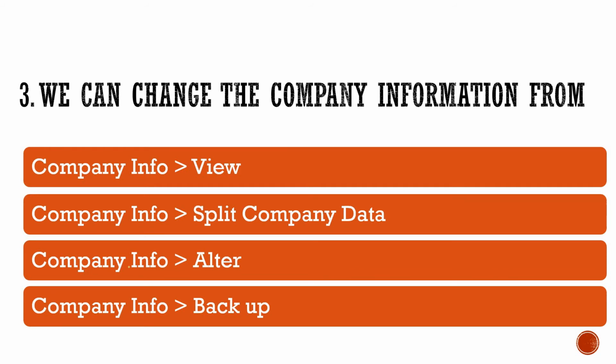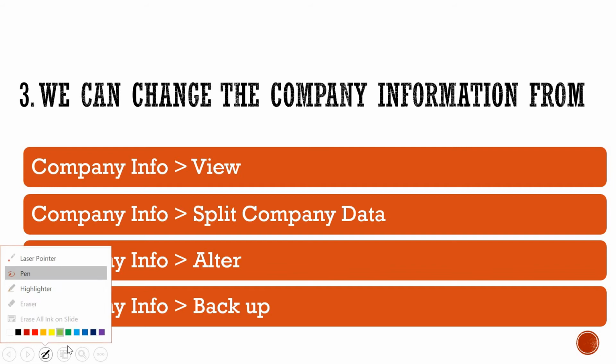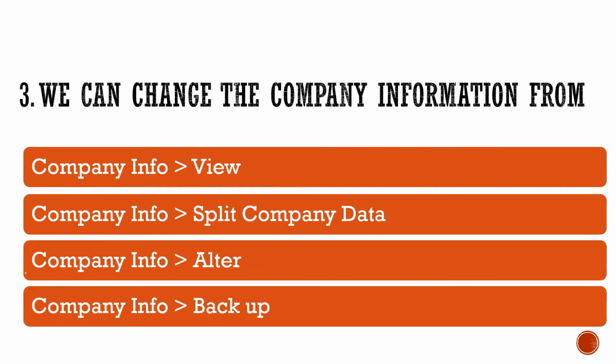And after coming to company info, you have to press alter. After you press alter, only then will you get the alter screen and be able to change the information. Whatever information you want to change, you can change it. So what will be my correct answer? It will be company info alter.